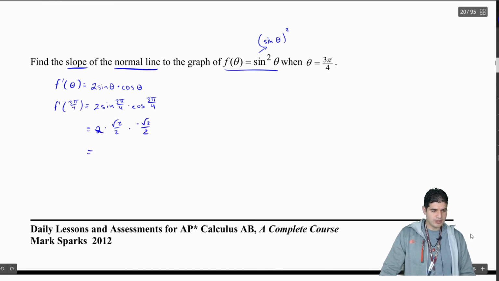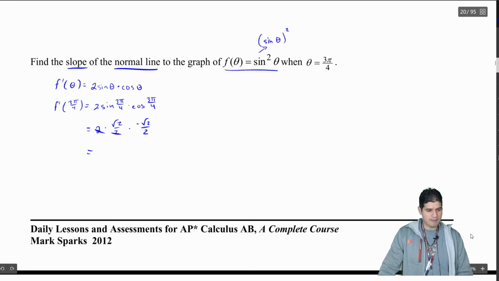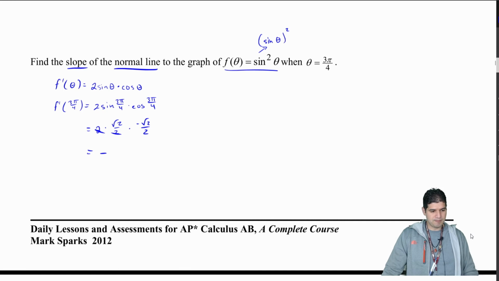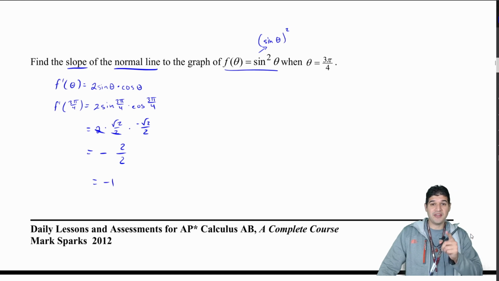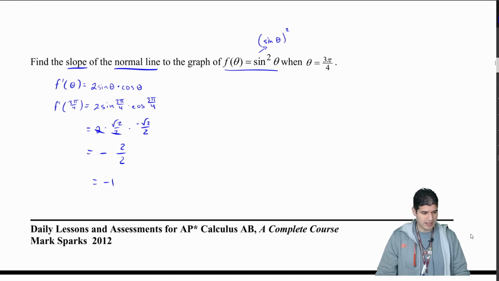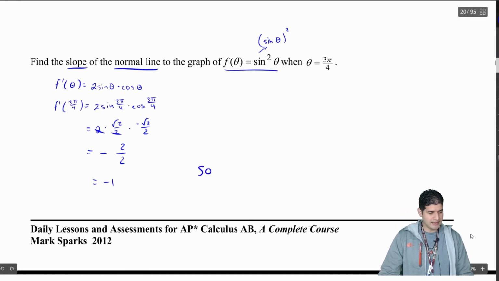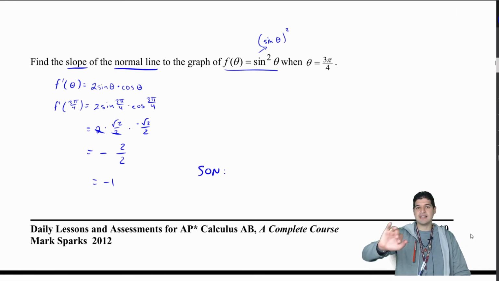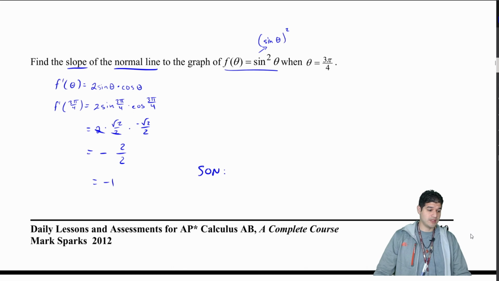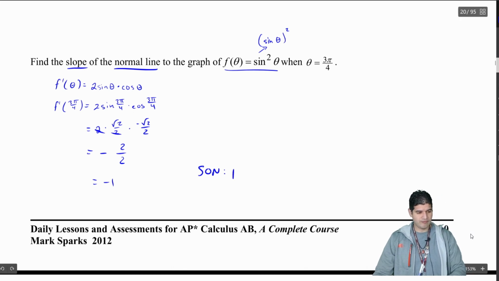All right, so these 2's divide out. And then I'm going to get a negative because one's positive, one's negative. Okay. And then square root of 2 times square root of 2 is positive 2. And I still have a 2 in my denominator. So negative 2 over 2, which comes out to be negative 1. But that's the slope of the tangent line. So what we want is the slope of the normal line. And what that's going to give us is the negative reciprocal of negative 1, which is going to be positive 1.